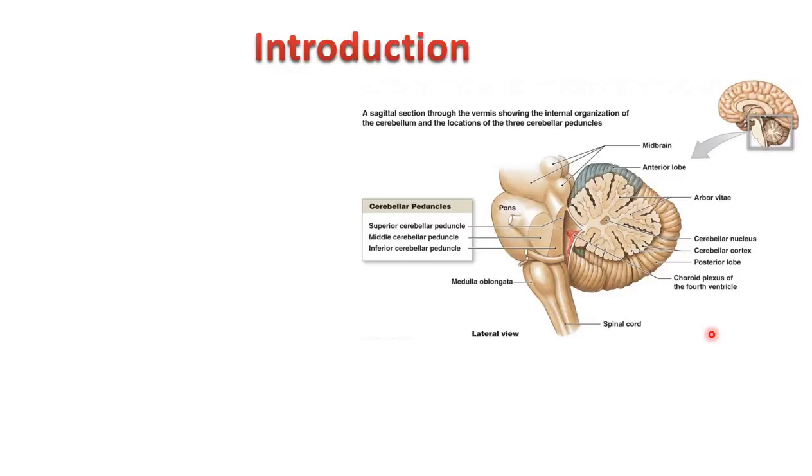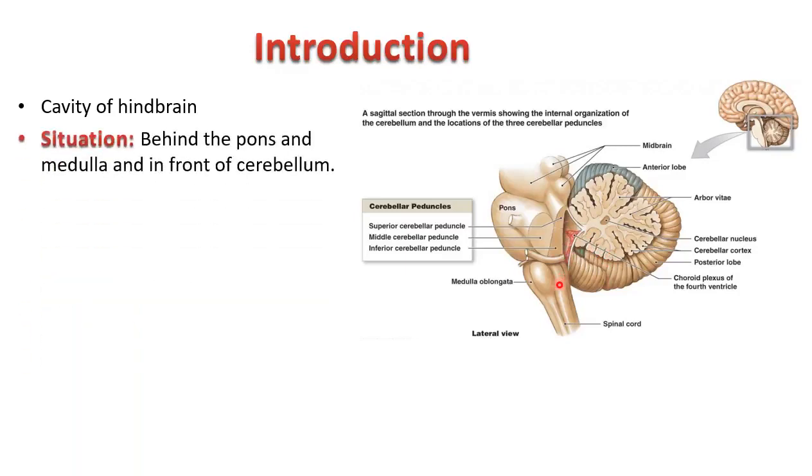Now coming to the fourth ventricle, it is a cavity of the hindbrain, situated between the structures developed from the hindbrain, that is the medulla and pons, which are present in front, and the cerebellum, which is present posteriorly. So it is in front of the cerebellum and behind the pons and the medulla. That is the situation. It lies in the posterior cranial fossa, in the infratentorial compartment, as you can mention if you want.